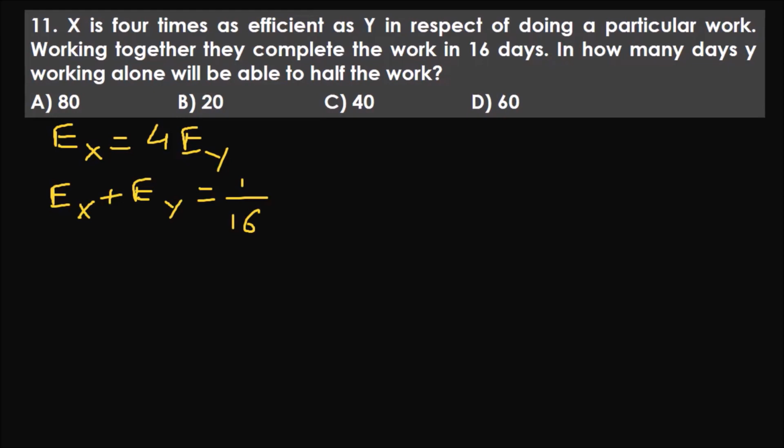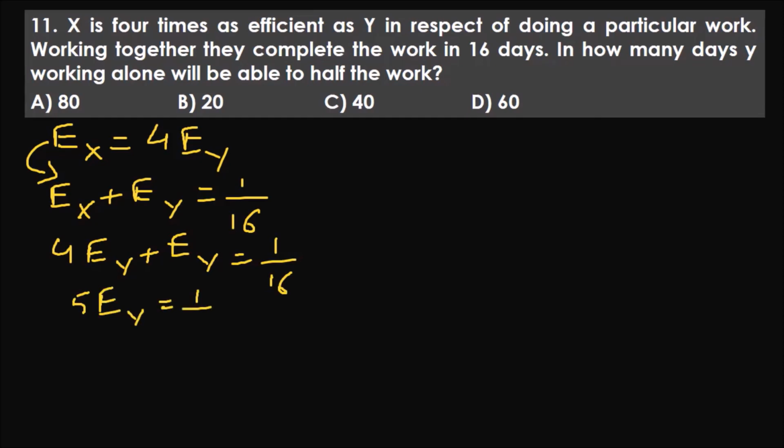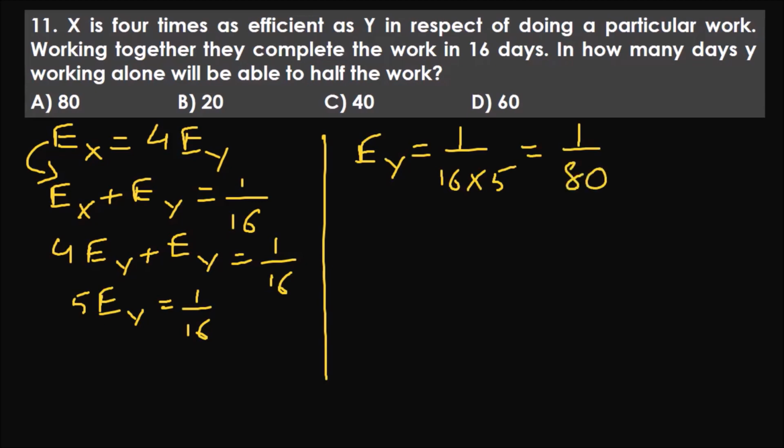Okay. So we need to convert everything in terms of Y, and good for us, that is already being done. So let's substitute this over here. We have 4 efficiency of Y plus efficiency of Y equals 1 by 16. So 5 efficiency of Y equals 1 by 16. This means efficiency of Y equals 1 by 16 into 5, that is equal to 1 by 80. Now, that is why 80 has been given in the options. This means that Y will take 80 days to complete the entire work.